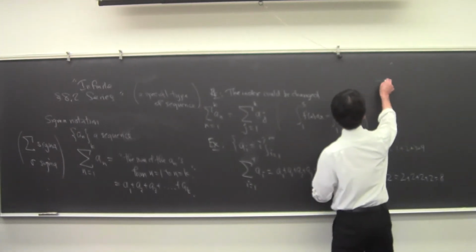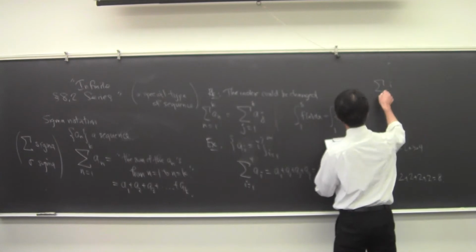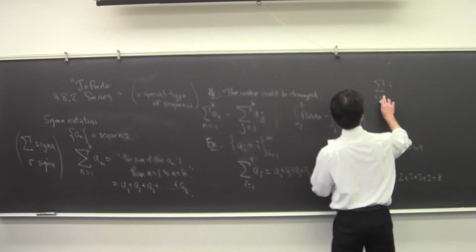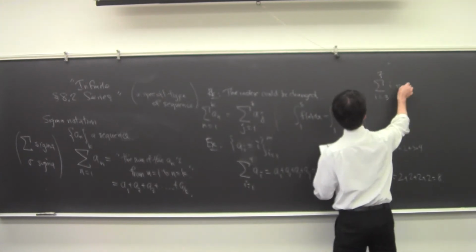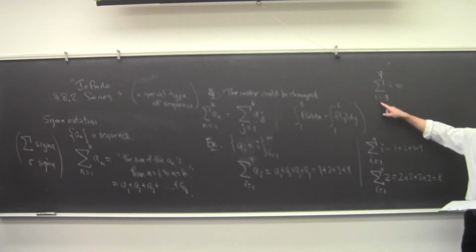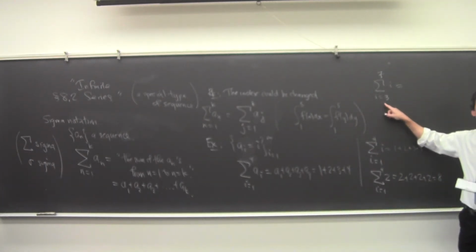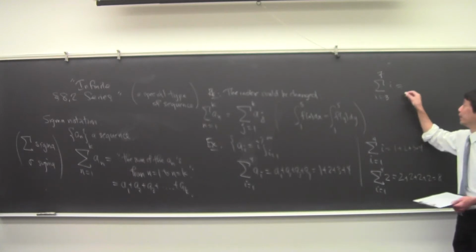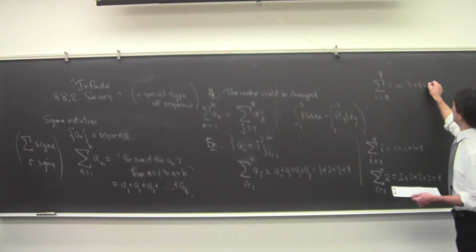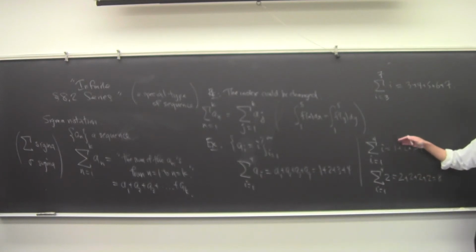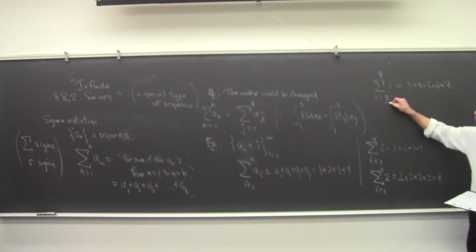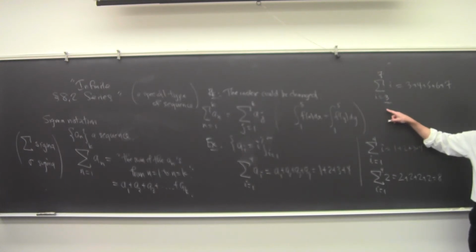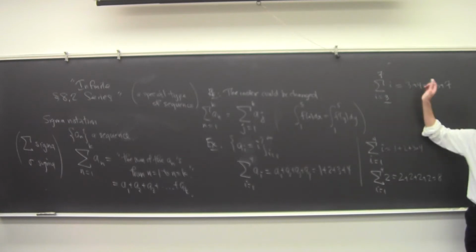If I write summation of i from i equals 3 to 7, I'm just going from 3 to 7. So 3 plus 4 plus 5 plus 6 plus 7. That is, I don't have to start at 1. I could start at some arbitrary number. I could start at -5, the numbers from -5 to 10 or something like that.